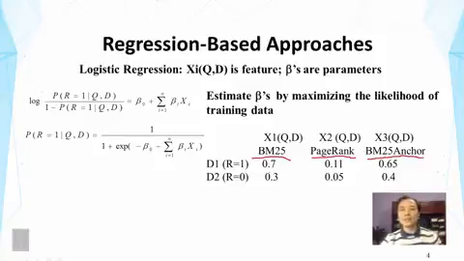Now, these are then the feature values for a particular document or query pair. And in this case, the document is D1, and the judgment says that it's relevant. Here's another training instance with these feature values.